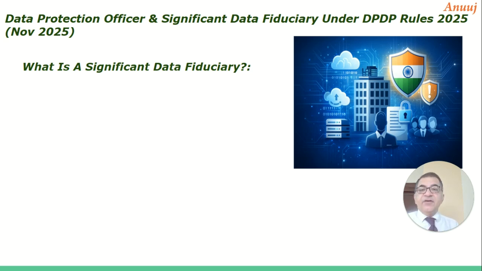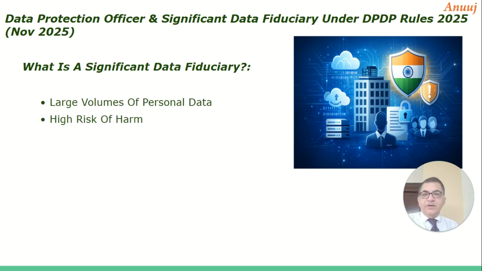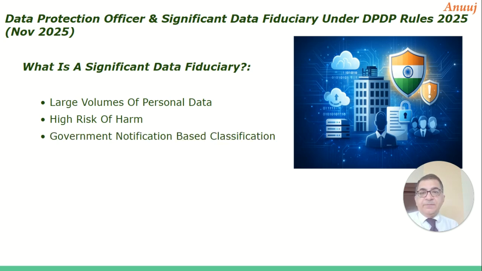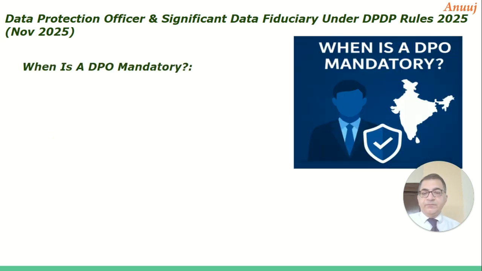You become a significant data fiduciary when you're handling large volumes of personal data. There is a risk of harm to the individual. That makes that particular piece of information significant. And of course, if government notifies and says this class of information is now significant, so it becomes significant data fiduciary again. Large volumes of personal data, high risk of harm, and government notification based classification.